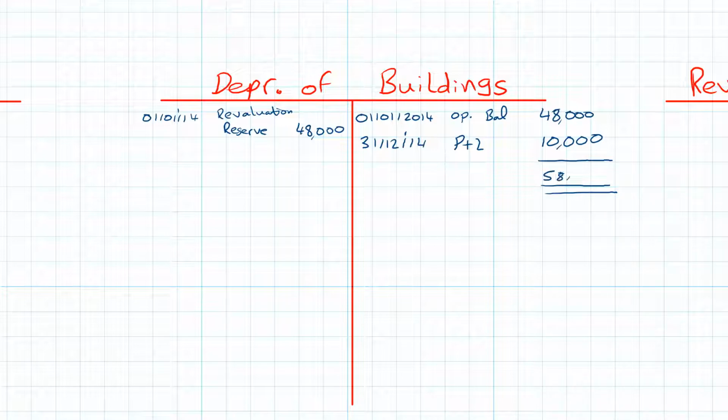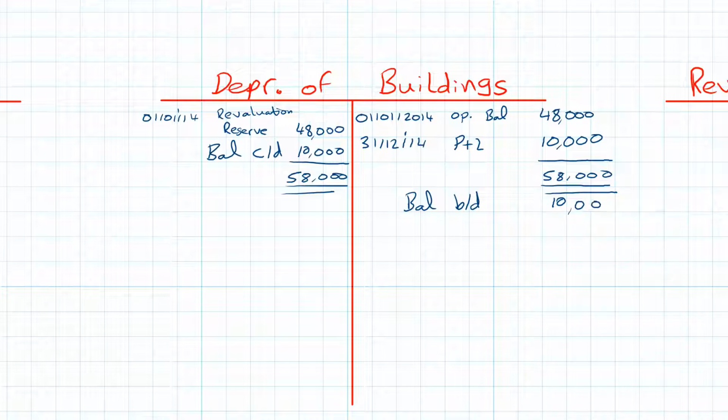So it's 58,000. We need to balance it, so that means we need to do 10,000 as our balance. What are we doing? We're calling it down. So it's our balance called down. And our balance brought down is 10,000 too. So the first of the first 15, whereas this is the 31st of the 12th 14.